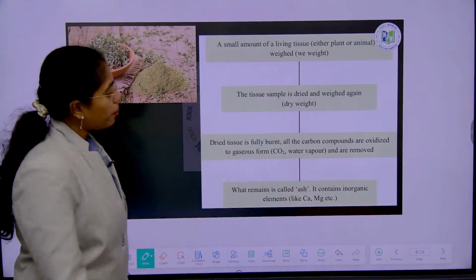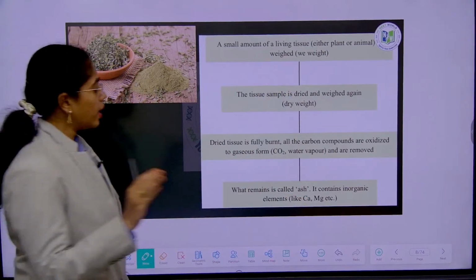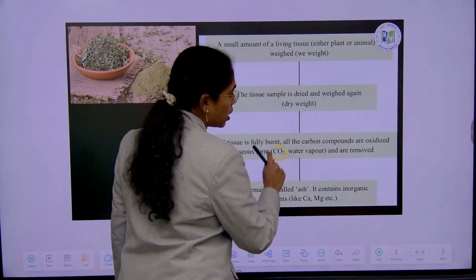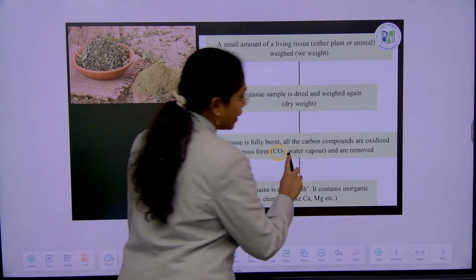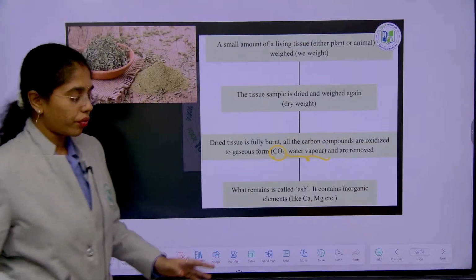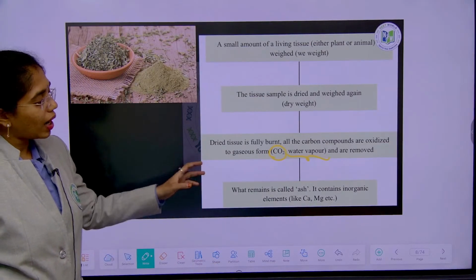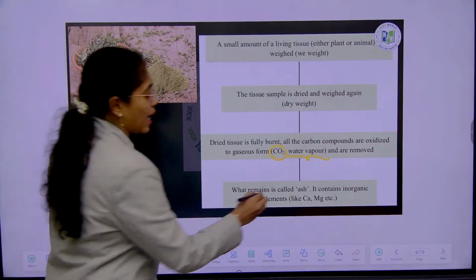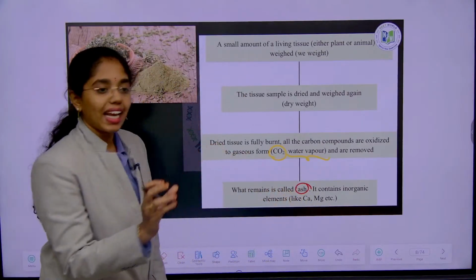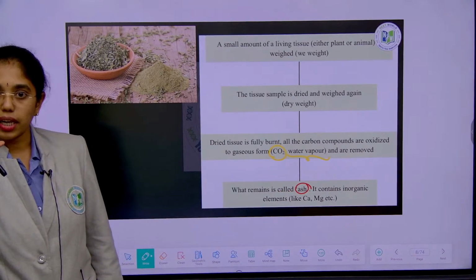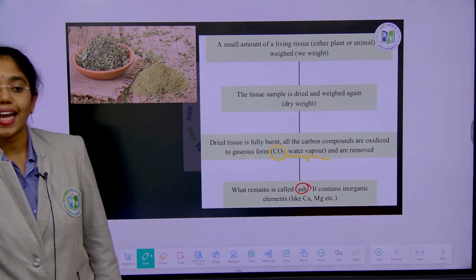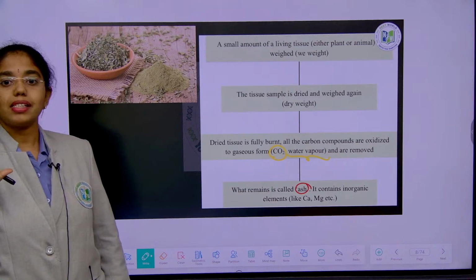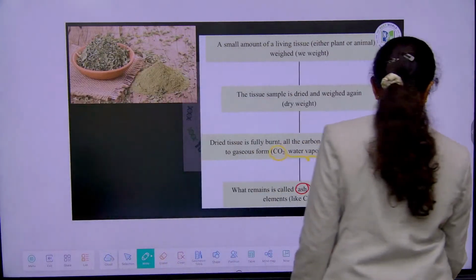All the carbon compounds are oxidized. Okay, so in what forms? Carbon dioxide and water vapor, they are removed. What remains is called ash. Whatever remains in that burnt part is called what? Ash. That ash is analyzed, and in that ash analysis you can see all the inorganic elements. What can you see? Inorganic elements.